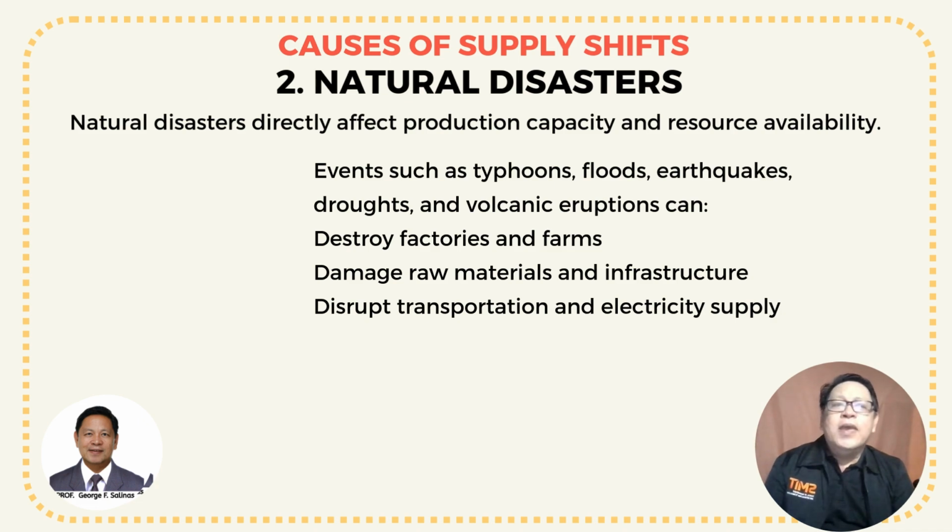And lastly, supply chain disruptions. Damaged transportation routes create logistics bottlenecks, preventing the raw materials from reaching production or factories, and the finished products from reaching the markets. And it has destroyed the factories and farms. So that is the effect of the natural disasters in terms of the supply curve.